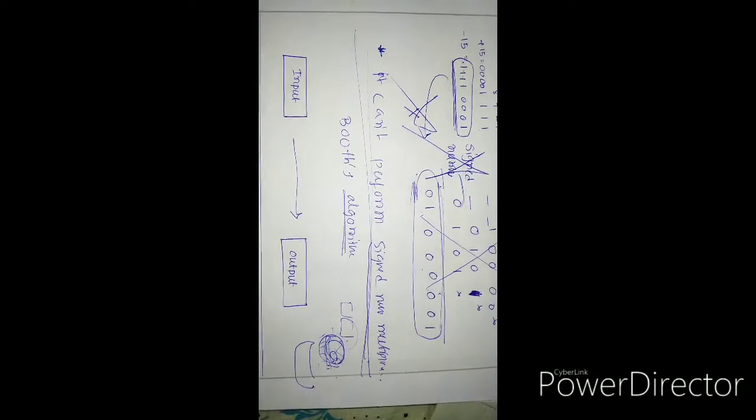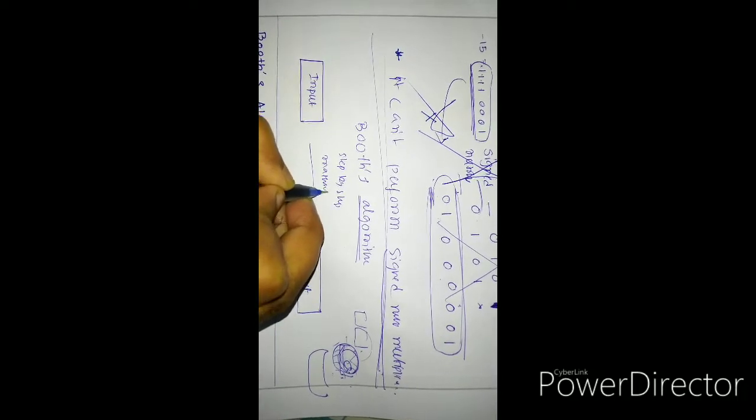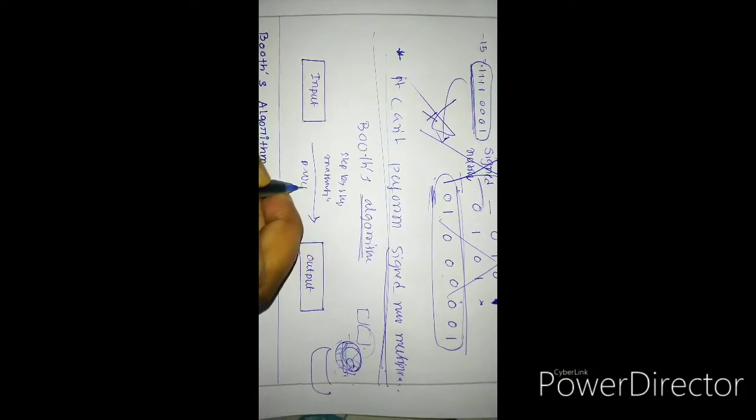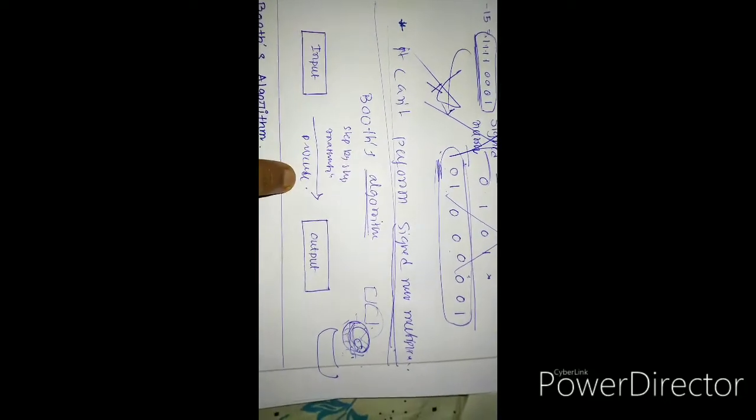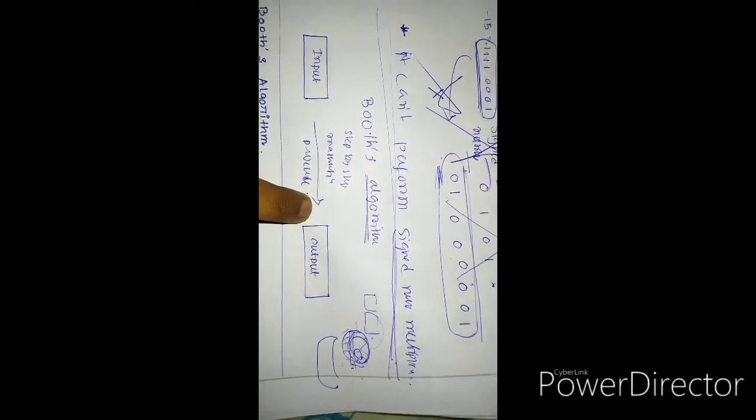Algorithm is a mathematical procedure, step by step. We can take some inputs. After the mathematical procedure, we have the output. This step-by-step procedure is called an algorithm. Now we come to Booth's algorithm.